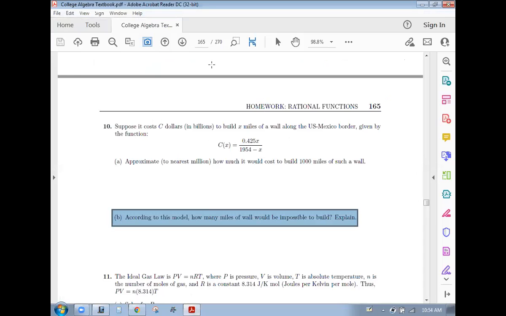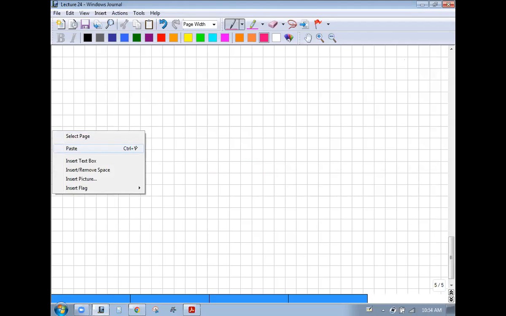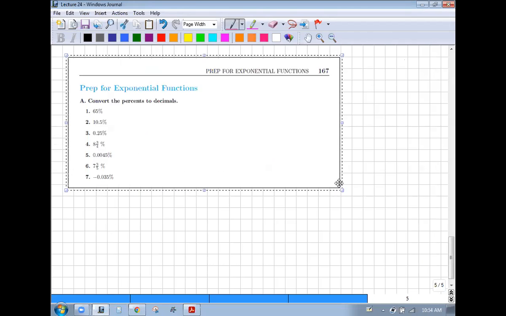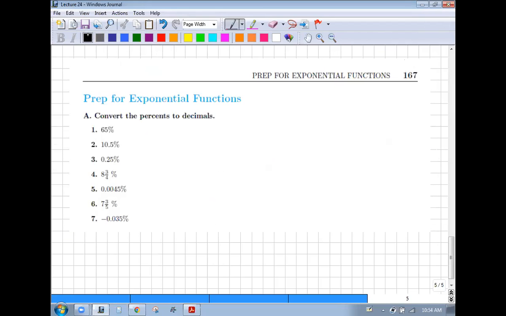So where did we leave off last time? We are now prepping for exponential functions on page 167. And we're going back to percentages because we're going to use exponential functions to deal with interest rates. It's one reason. So convert the percents to decimals. Remember, percent means per 100, per cent, that is century or 100.